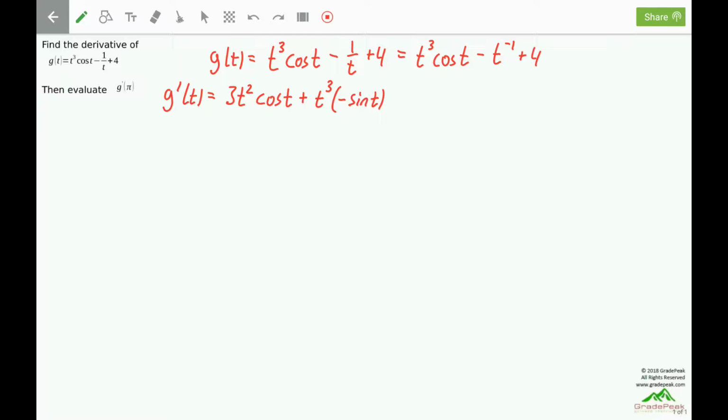The second term will follow a power rule. We will bring the negative 1 down. Negative times a negative is a positive. T to the, subtract 1 from its exponent. Negative 1 minus 1 will be a negative 2. And then the third term is a constant with no t. The derivative of that is a 0.